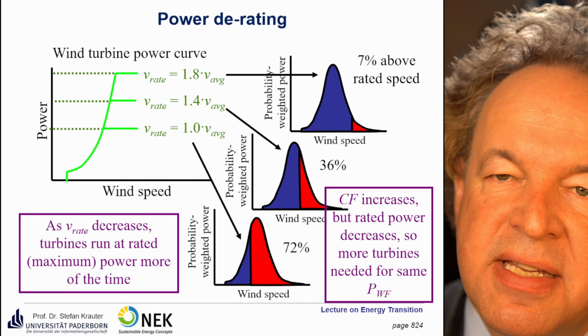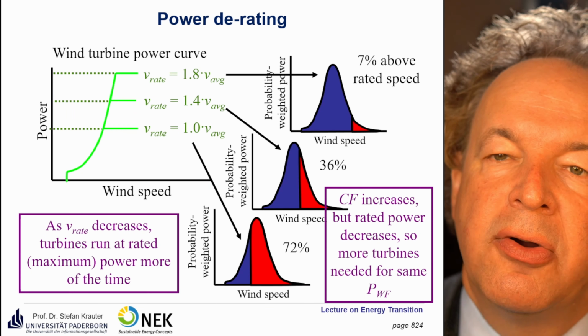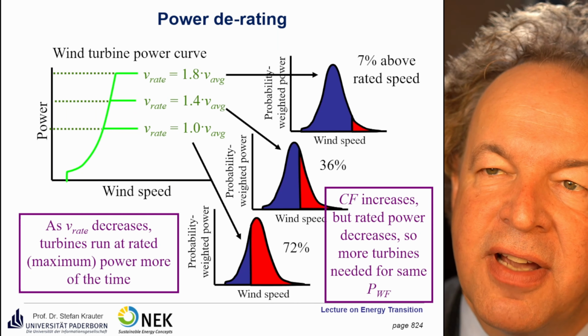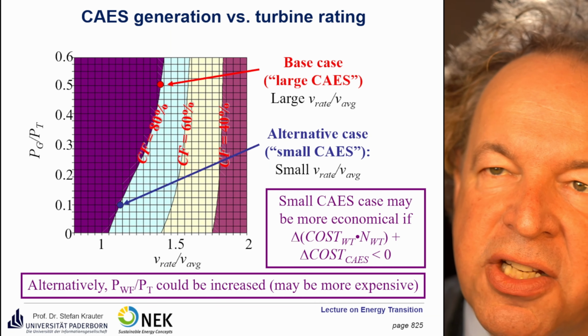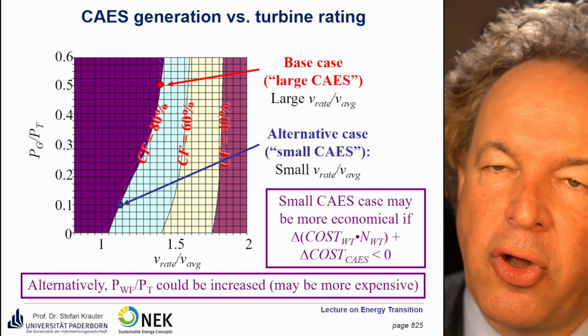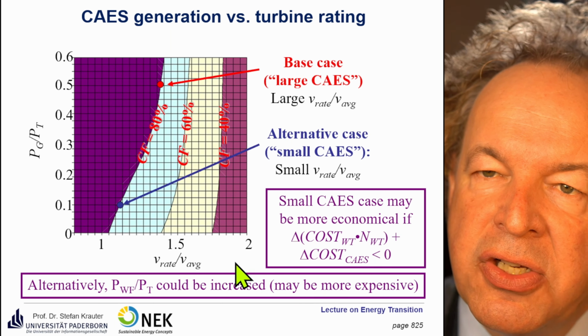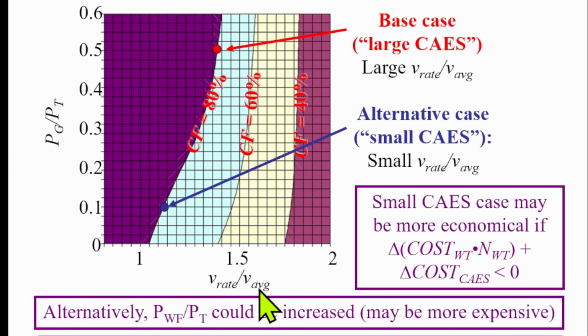As I mentioned already, as the rated wind speed decreases, a turbine runs at rated power or maximum power more often of the time. So we have here the generation of the storage systems versus the turbine rating. So we have here the rated divided by the average wind speed. So most losses we would have at 1, but we have chosen here a factor of 1.4. And as you see here, we would have a very good capacity factor, but we would require a lot more wind turbines. Here we have the base case called large storage system.